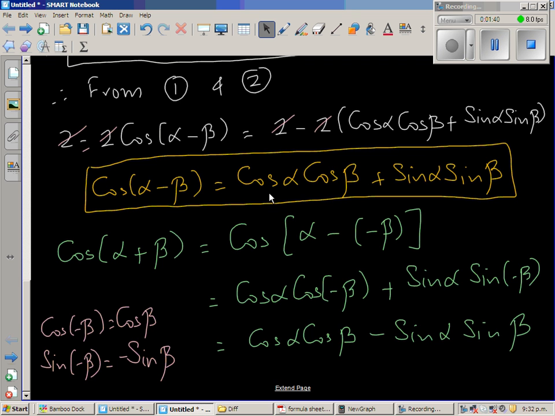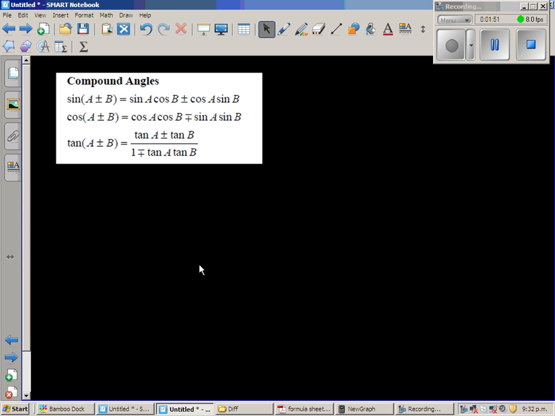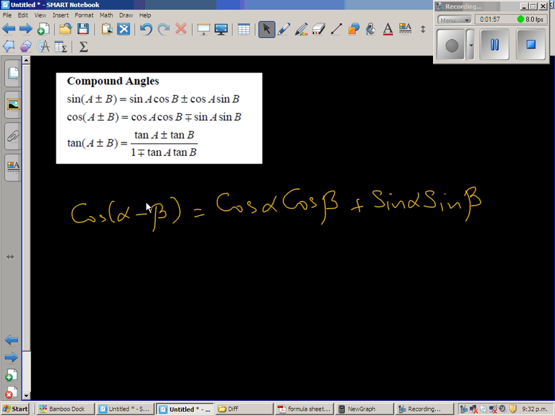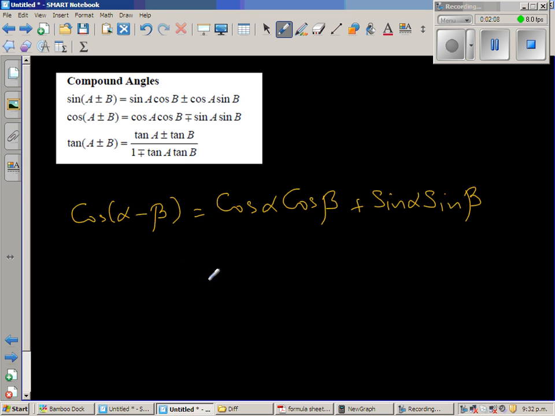So, let me copy this and paste it here. This is the compound angle formula for cos A minus B. Can we use this again to prove it for sine alpha plus beta? So, sine alpha plus beta can be written the same as cos of pi by 2 minus alpha plus beta.